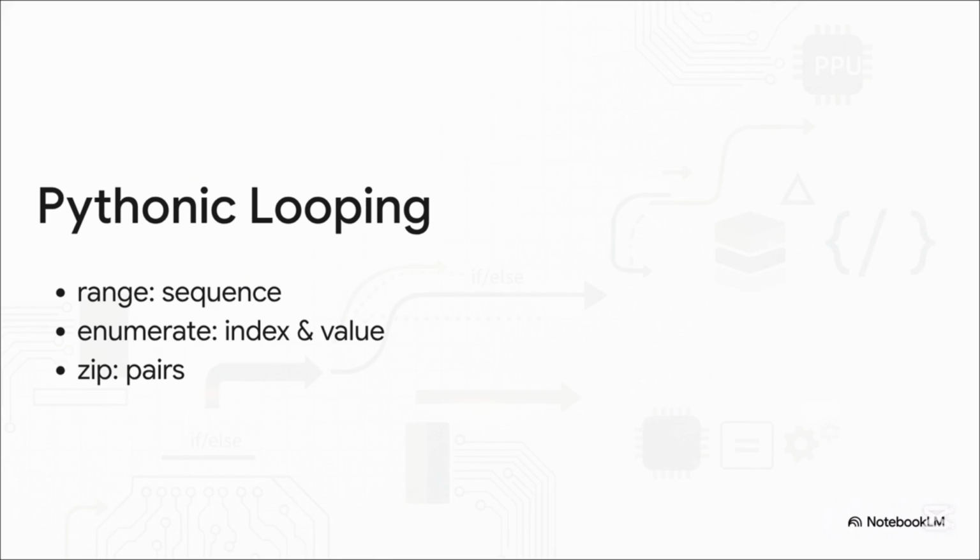Enumerate is fantastic because it gives you both the index counter and the value at the exact same time, so no more setting up manual counters. And zip is incredibly powerful. It lets you loop over 2 separate lists together, locking them into pairs perfectly. It just makes your code so much cleaner.